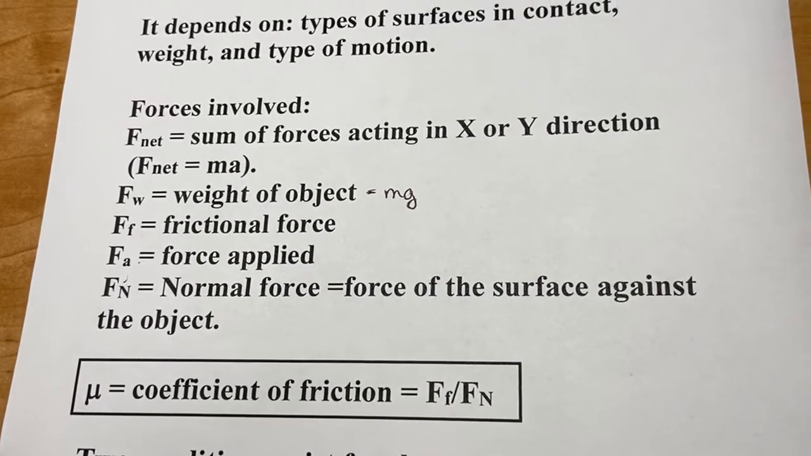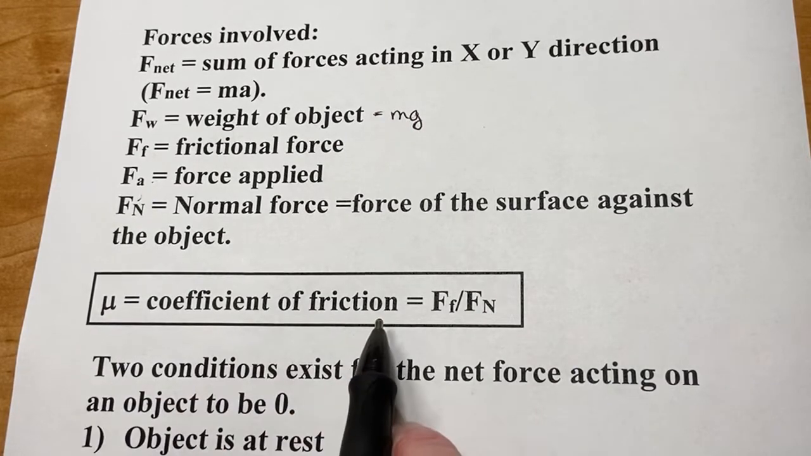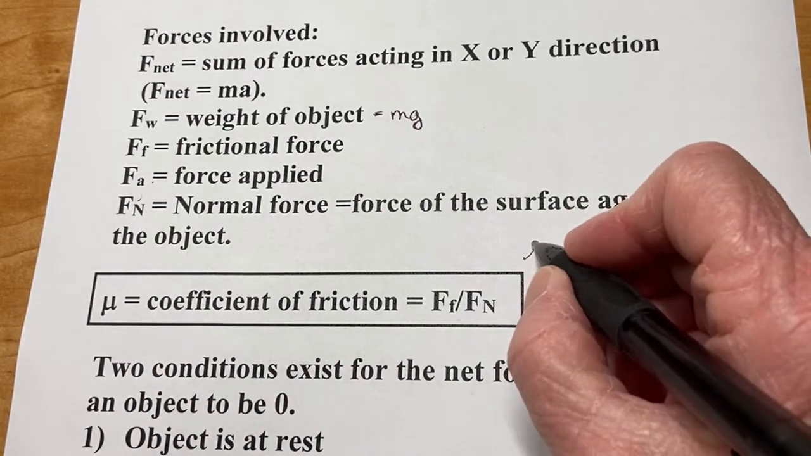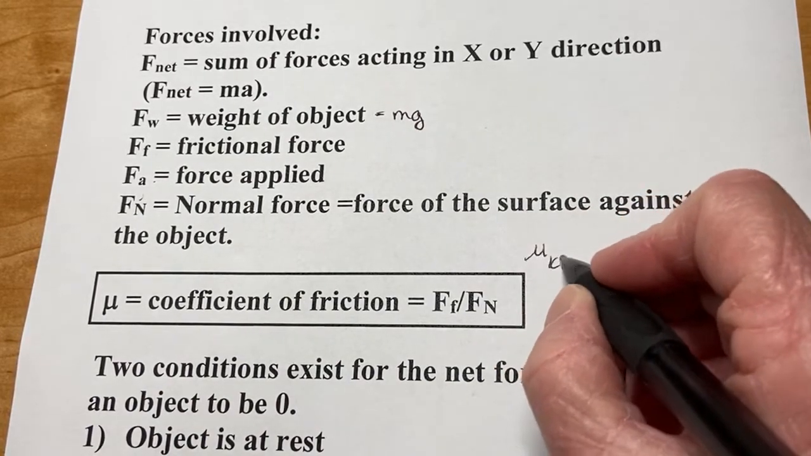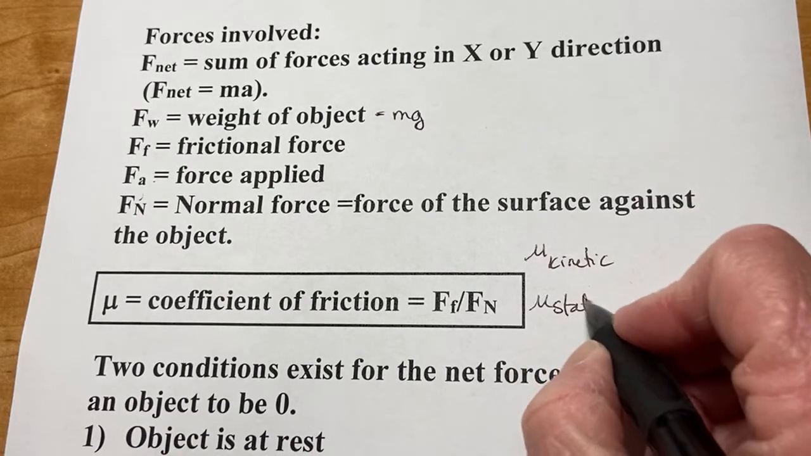And finally, what manufacturers want to find out is what's called the coefficient of friction. They use the Greek letter mu. There's two kinds of friction. There's the coefficient of kinetic friction, and there's the coefficient of static friction.